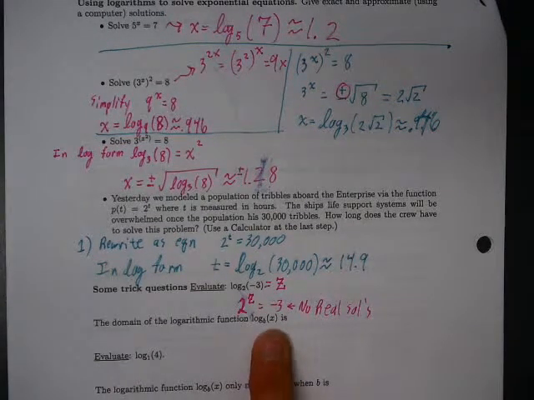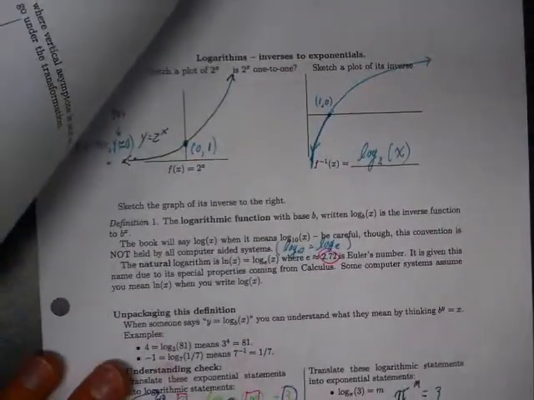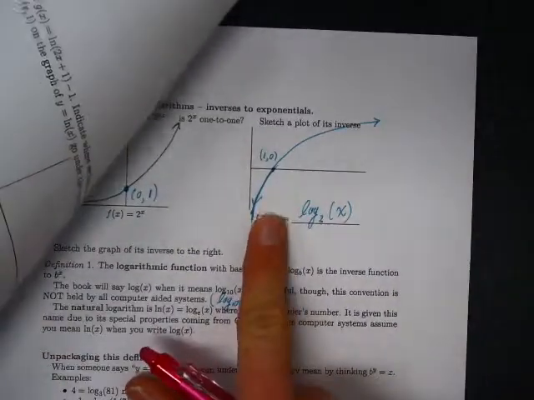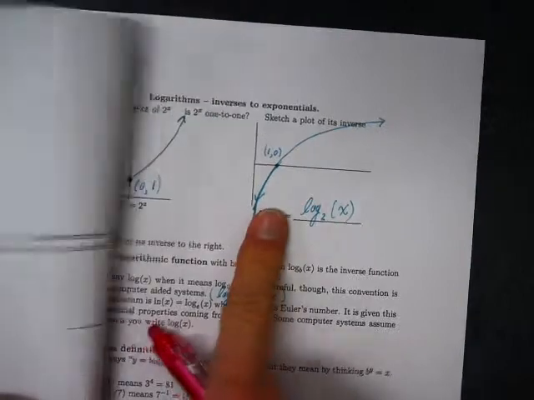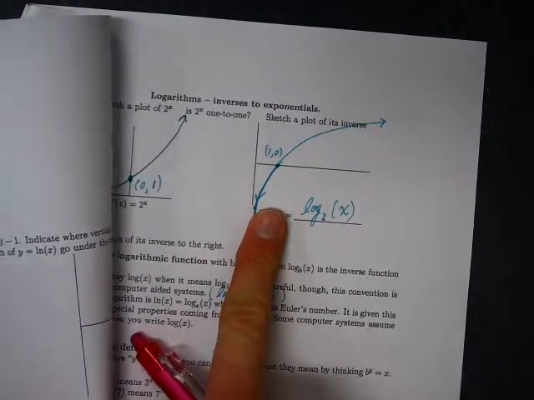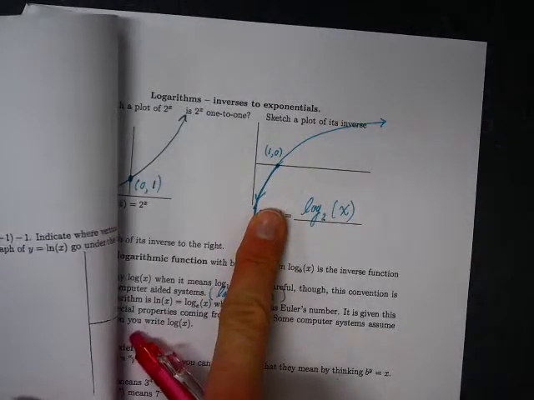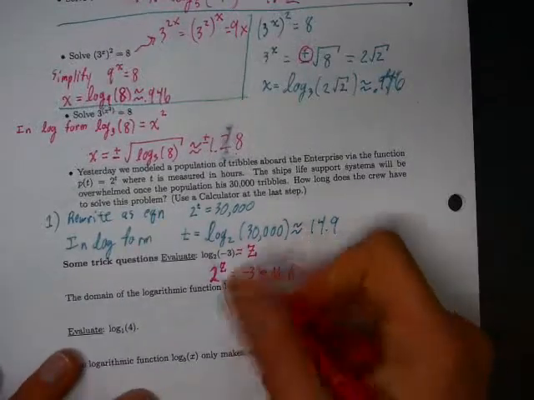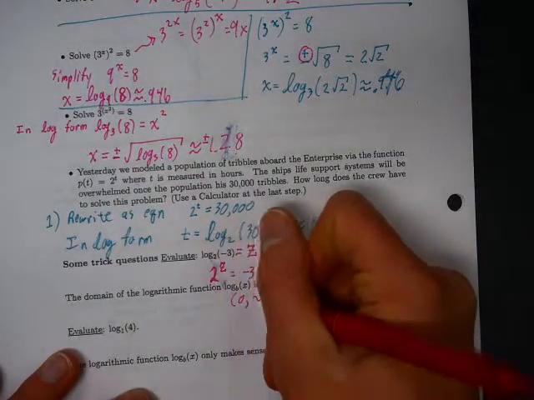But let's remember what this means. So let's look back at the graph of the log base 2. What's the domain of log base 2? By looking at that graph. 0 to infinity, including or excluding 0. The domain of any logarithm is 0 to infinity.